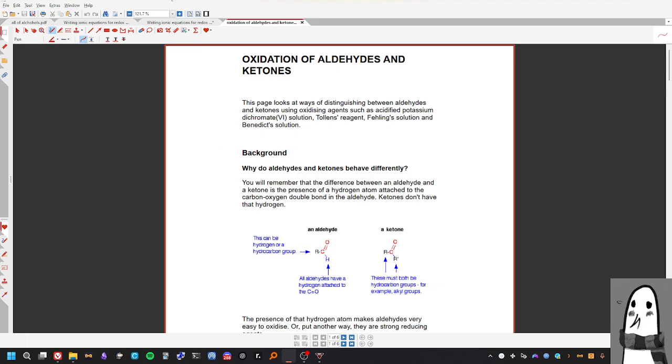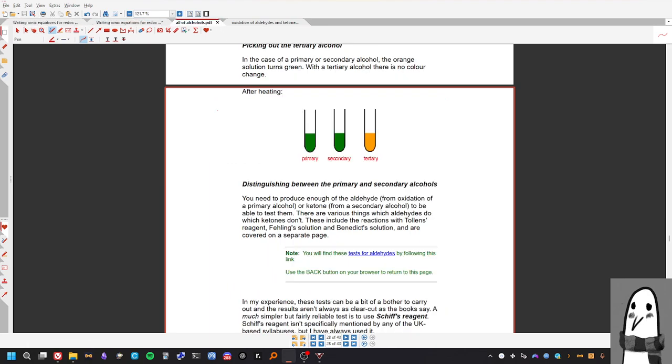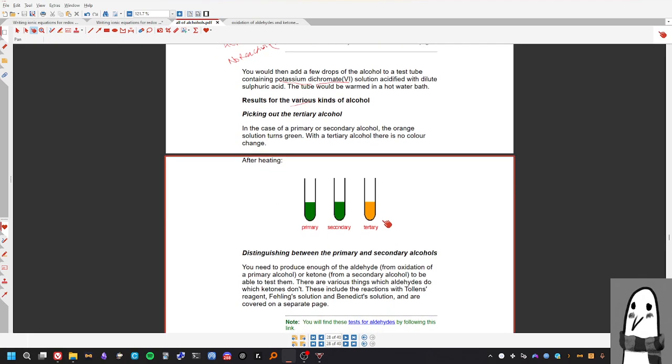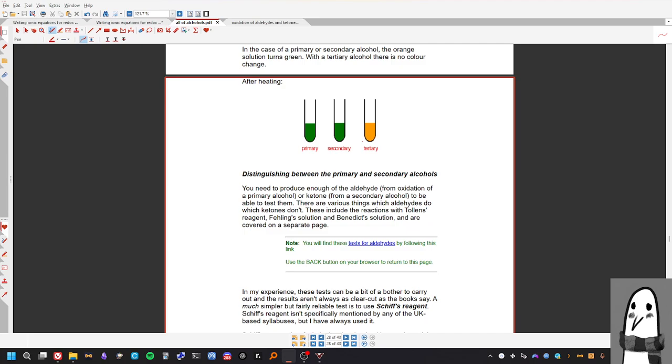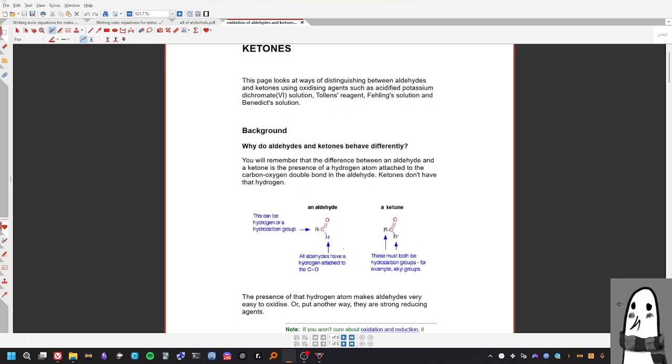Alright. So what we're actually doing here is oxidizing your aldehydes and ketones, correct? Because first, what we truly did here was we put in the dichromate, right? And so we oxidized our primary and secondary alcohol into an aldehyde and ketone, correct? And then you need separate tests using Tollens' reagent, Fehling's solution, and Benedict's solution. So that falls under oxidation of them. These look at ways of distinguishing between aldehydes and ketones using oxidizing agents. So you're further oxidizing your aldehydes and ketones using your original potassium dichromate solution, Tollens' reagent, Fehling's solution, Benedict's solution, and so on.